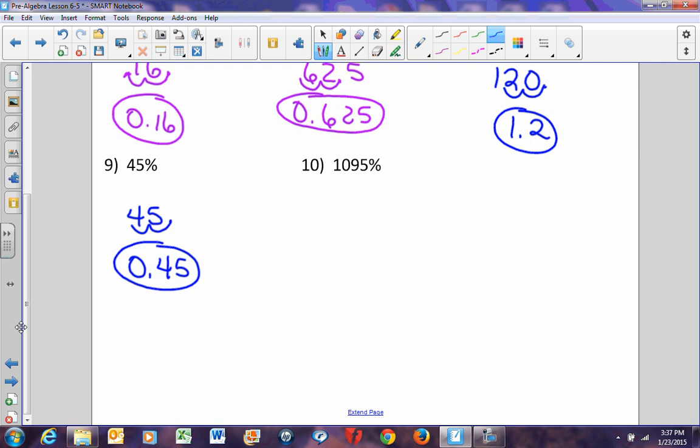And number 10 here, 1,095%. Wouldn't that be a great grade? All right, decimal point would be here. Move it 2 places to the left. It ends up to be 10.95.